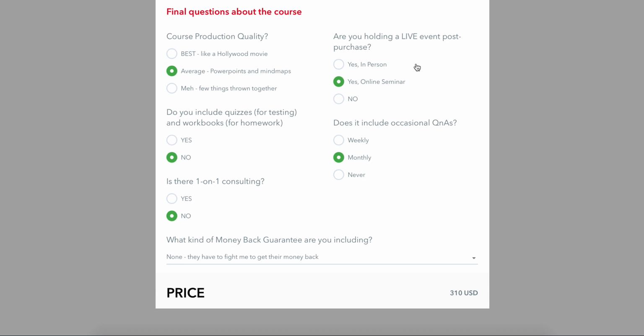Are you holding a live event post-purchase? Yes, in person, online, or no? This would be like a live webinar. It could be a Facebook Live event, just something that somebody else can actually come to. And obviously the one in person. Think traffic and conversion, your workshops. This is going to be the in-person component.